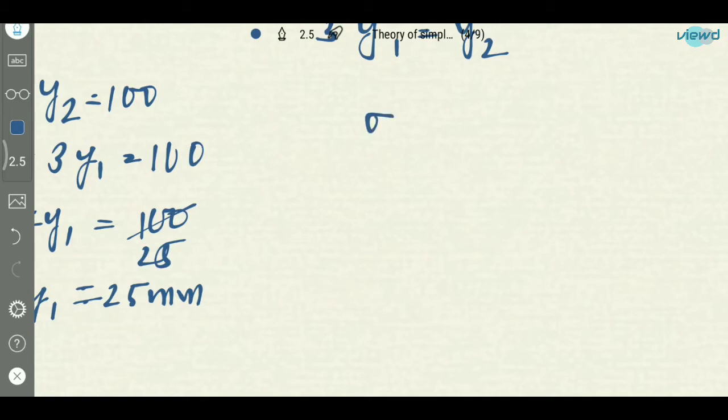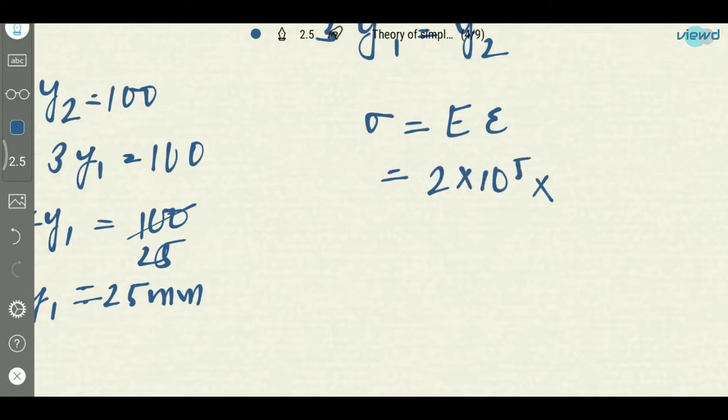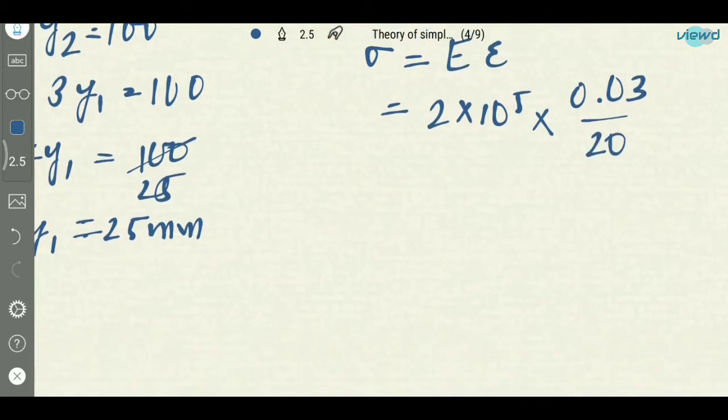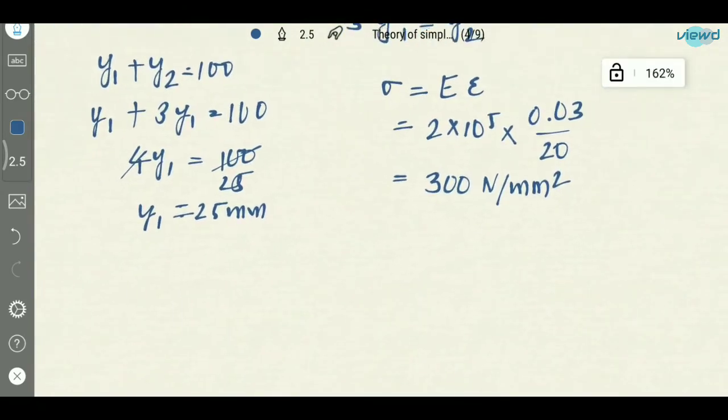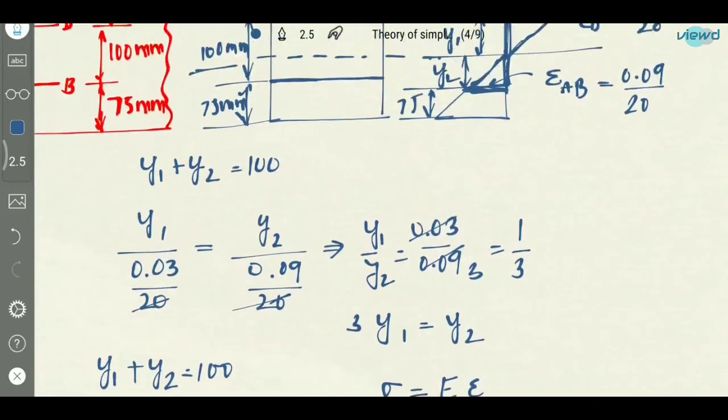We know that sigma is equal to E into epsilon. We know this. What is E given? 2 into 10 power 5, into epsilon, which is 0.03 divided by 20 if we consider the layer CD. And this will be 300 Newton per mm square. So we got the sigma at CD.